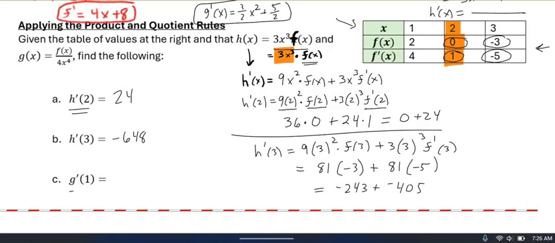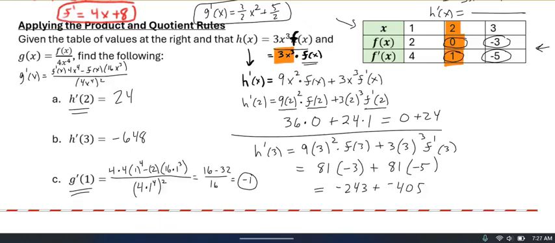All right, I'm going to leave g prime of 1 for you. You can ask me about that later if we have a different answer. Go ahead and try it now. All right, you may pause the video and see what I did. Notice that I used the quotient rule on g of x and then plugged in down here and evaluated, with a final answer of negative 1, assuming no errors there.